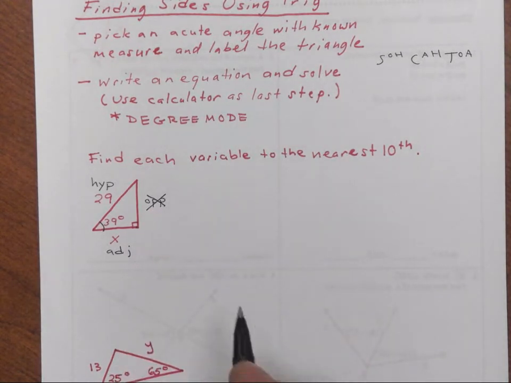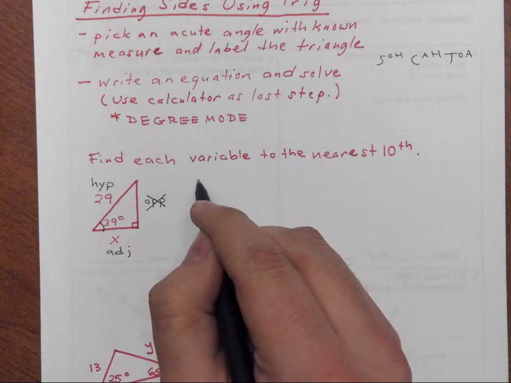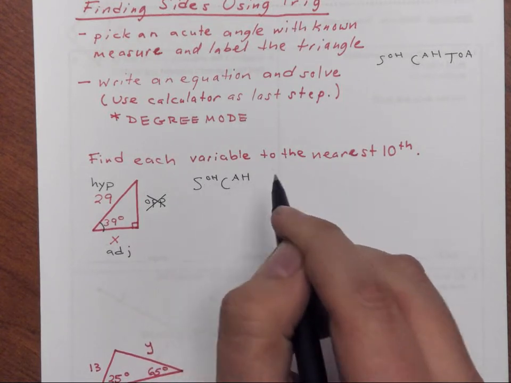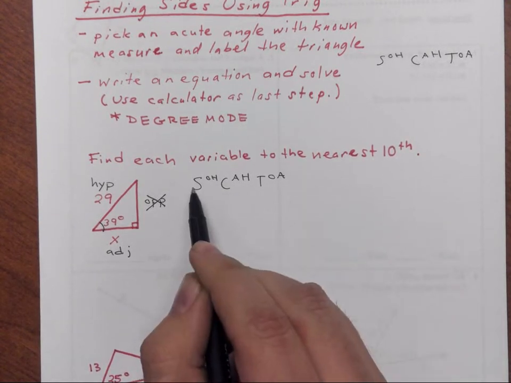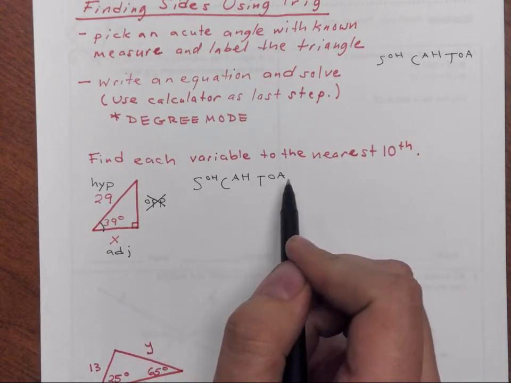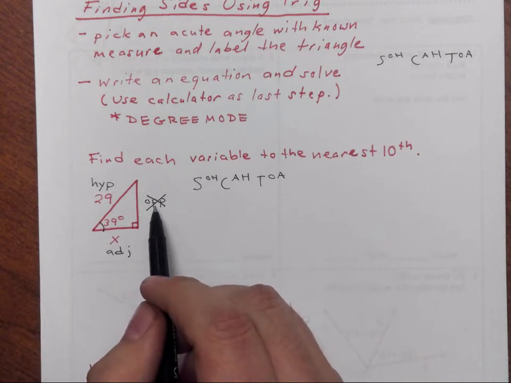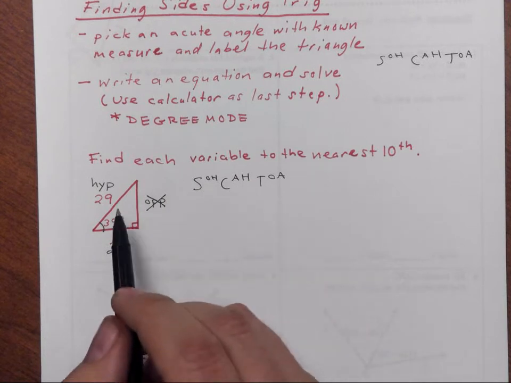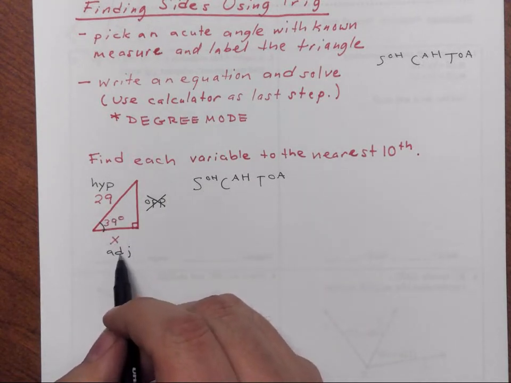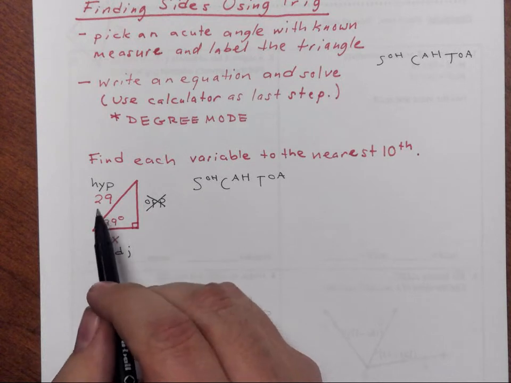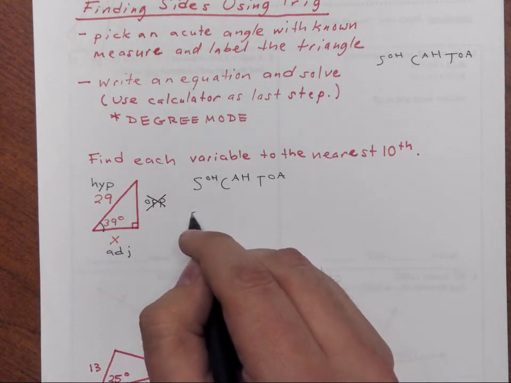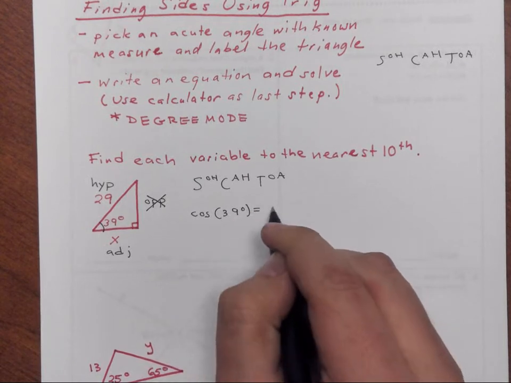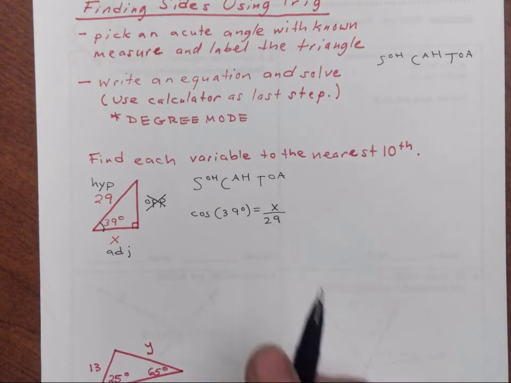So now what I'm going to do is write an equation which I can solve. Trig is based off of setting up these three ratios: sine, which is opposite over hypotenuse, cosine, and tangent. If I am not using the opposite leg, it doesn't make sense to use sine or tangent. In fact, if I need to relate the adjacent leg to the hypotenuse, I know the adjacent and hypotenuse are related by the cosine. So the cosine of 39 degrees is x over 29.